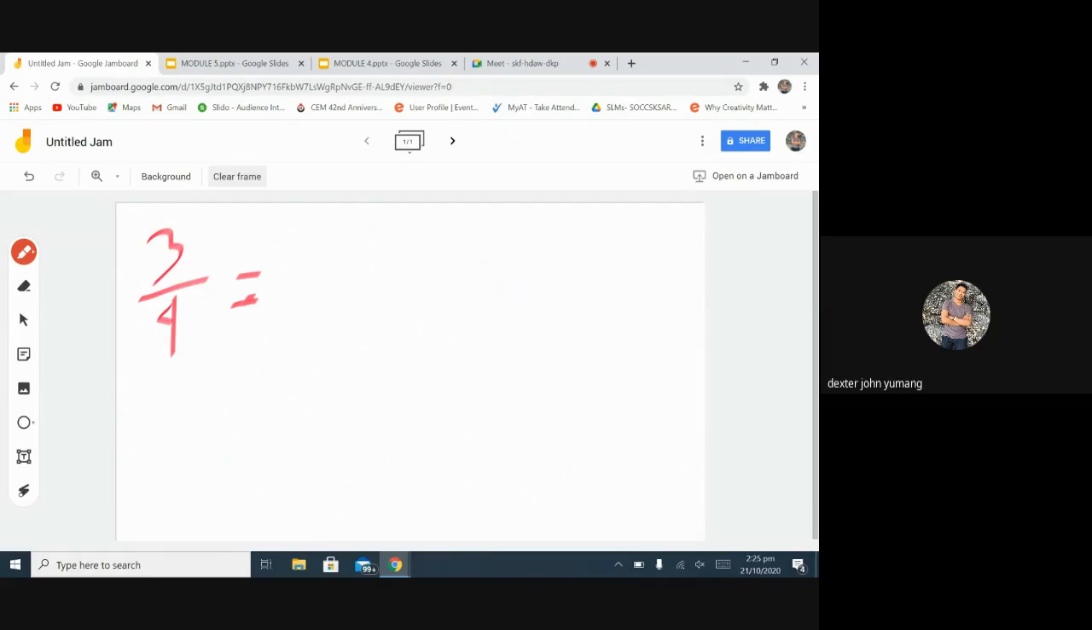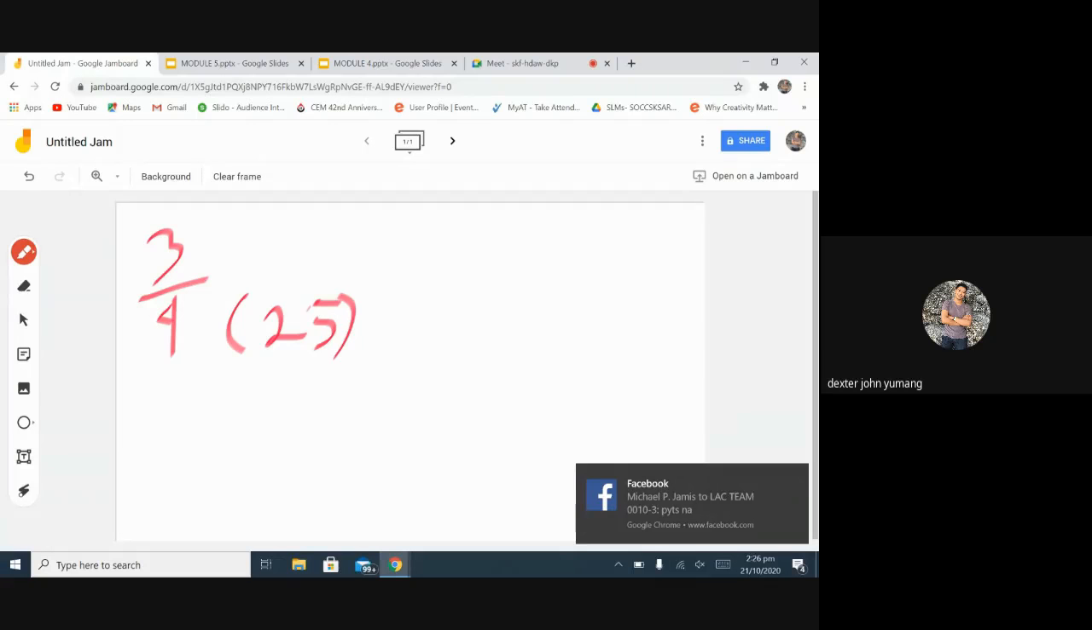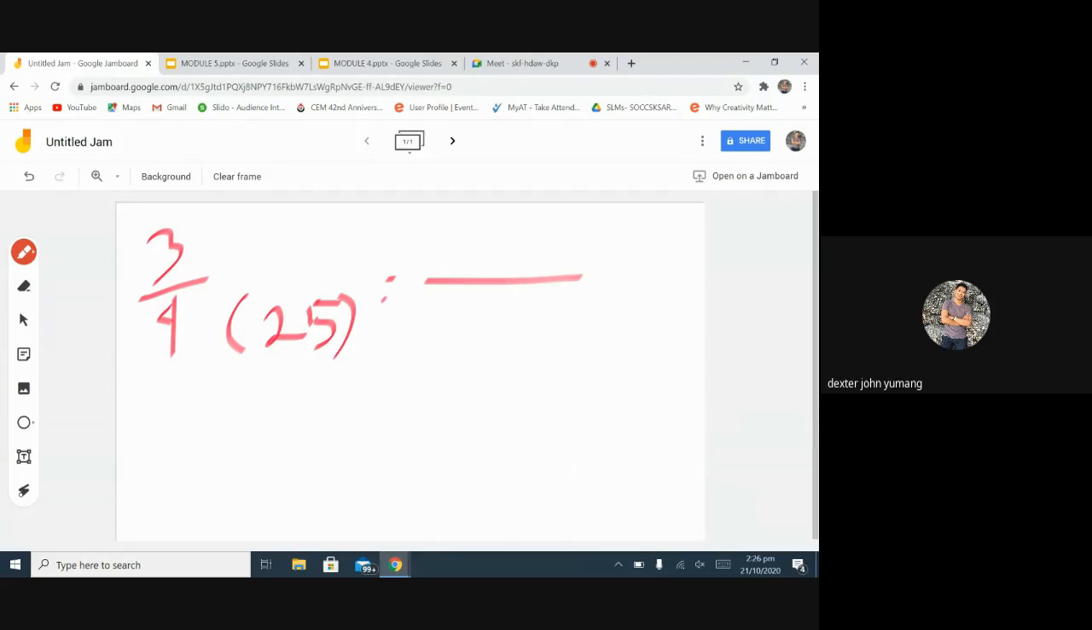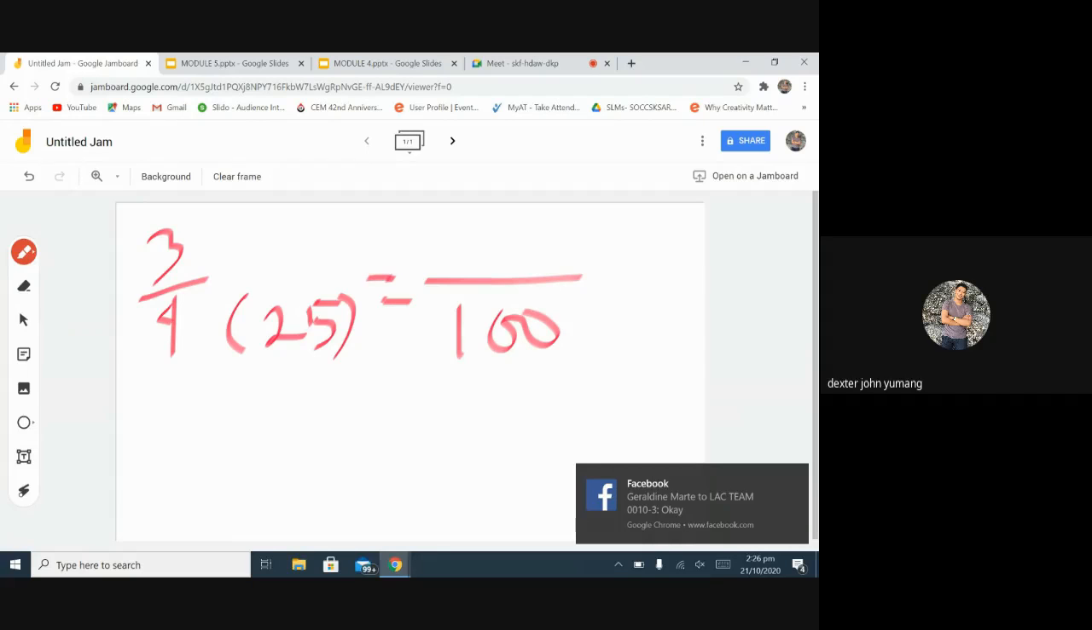Anong i-multiply natin sa 4 para maging 100? Type your answer in the chat box. Anong imumultiply sa 4 para maging 100? For 25, sabi ni Keith. Sige nga, 25 times 4. 25, 25, 25, 25. That is 100. Very good. So, imumultiply natin siya ngayon sa 25. And that is equivalent to 100.